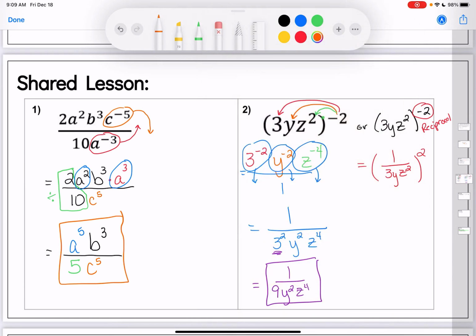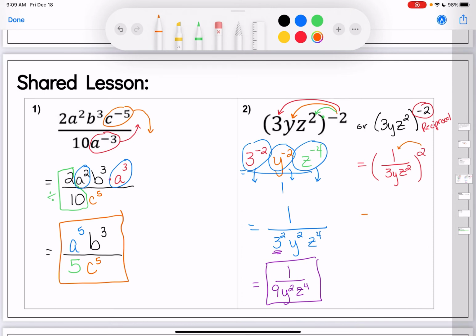So now I just take and distribute my exponent to every base inside. So I could say, okay, 1 squared on the top gives me 1. I'll have 3 squared on the bottom. I do recommend that you write that numerical base with the exponent so that you don't accidentally do 3 times 2. It's 3 to the second power, right? And then I'd have y squared on the bottom. And then I would have z to the fourth on the bottom. And then I take it one more step here, and I just take care of that numerical base. So I have 1 over 9y squared z to the fourth.